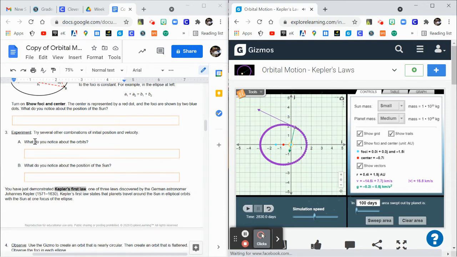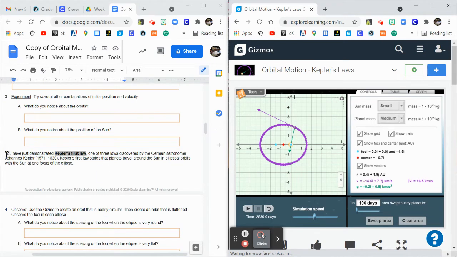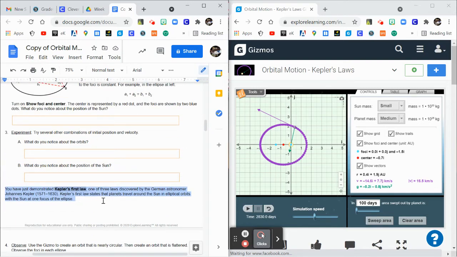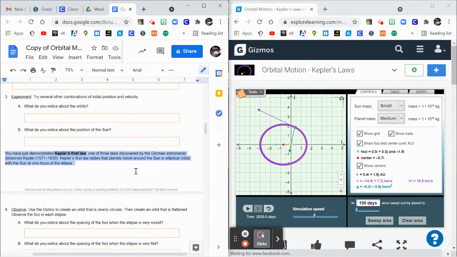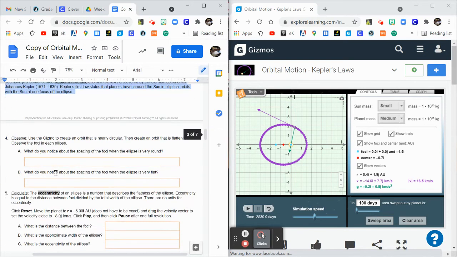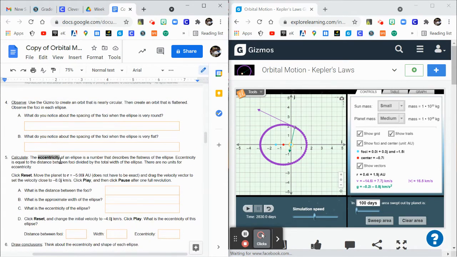And so, what do you notice about the orbits? What do you notice about the position of the sun? And here it is. This is Kepler's first law. And so you take a look at that, and this is pretty much what you need to explain, and put a picture of in the website.